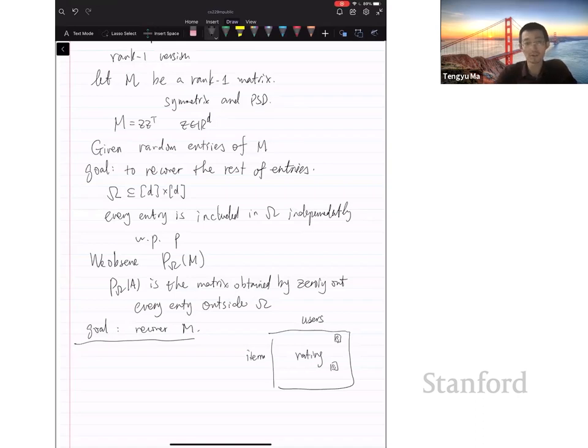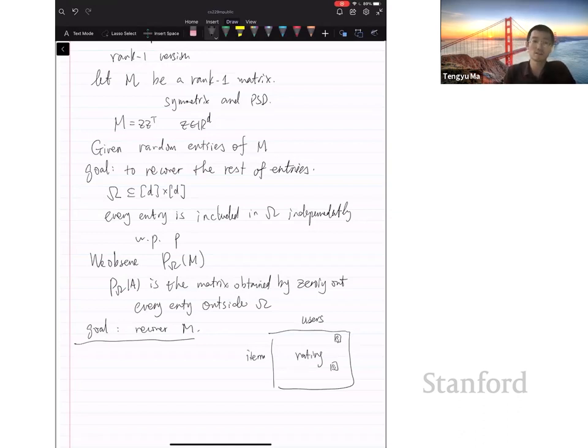It's still kind of important these days, but there are many existing methods to solve this, and the most used method is basically non-convex optimization to find this ground truth matrix M.